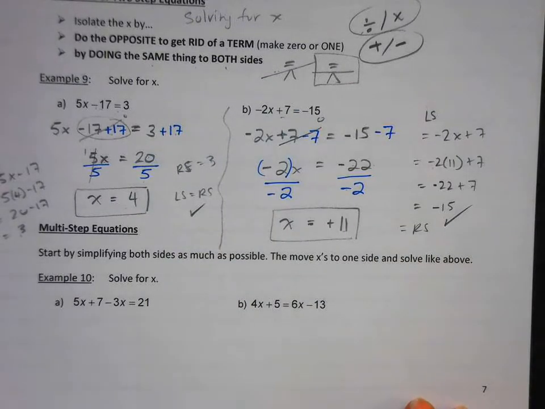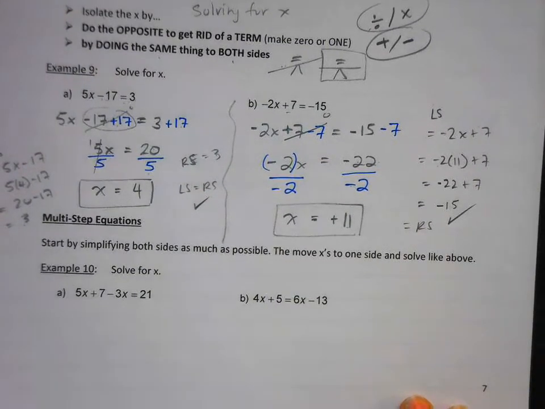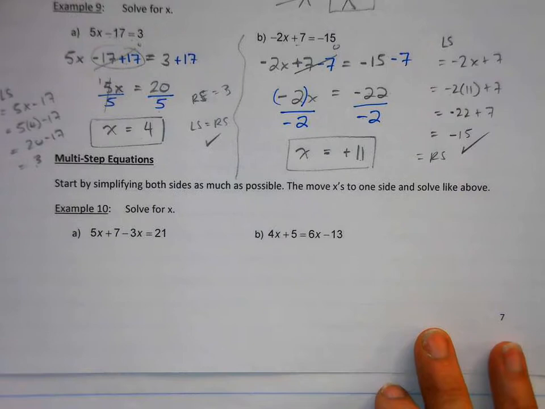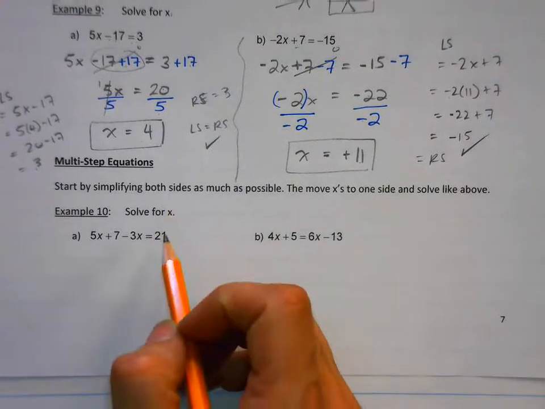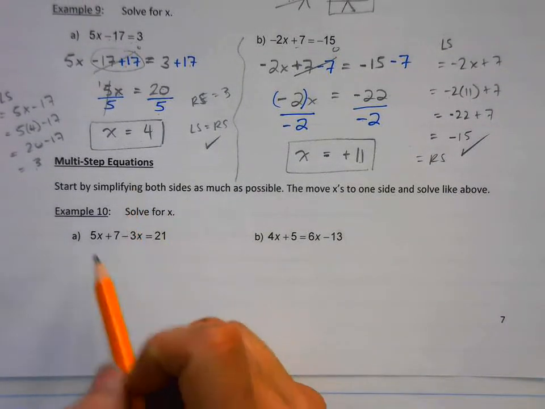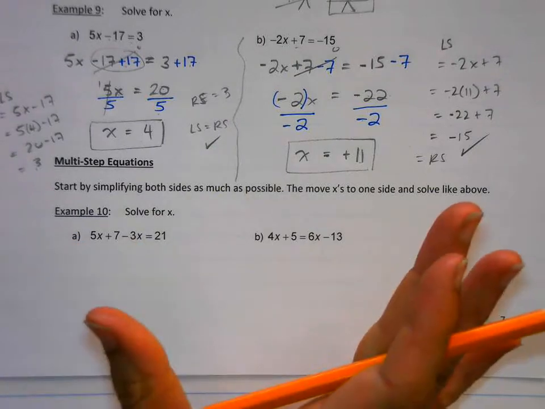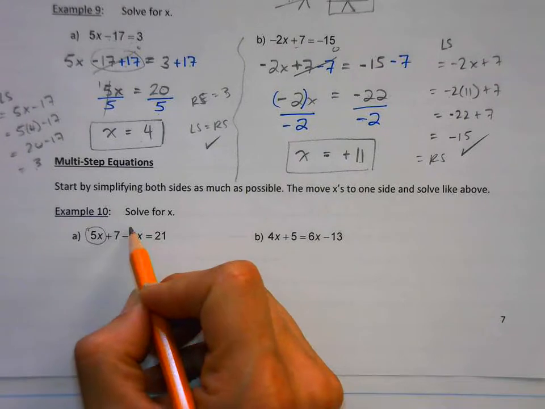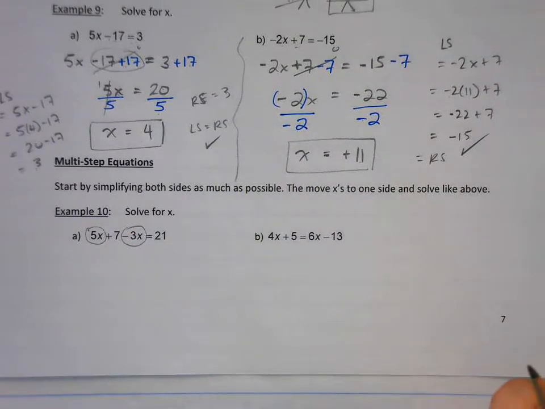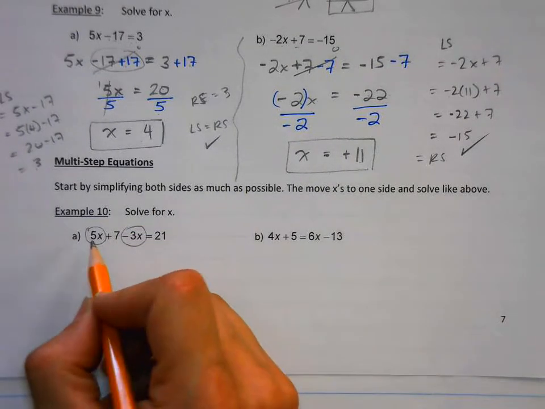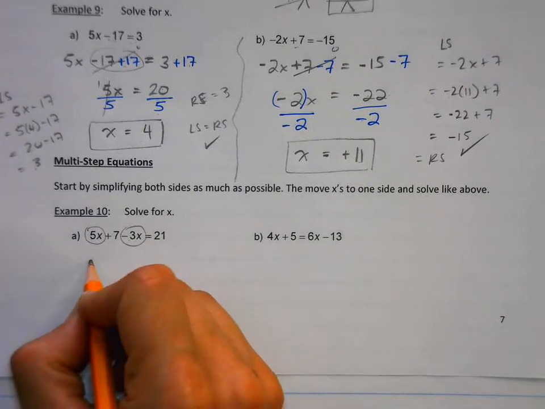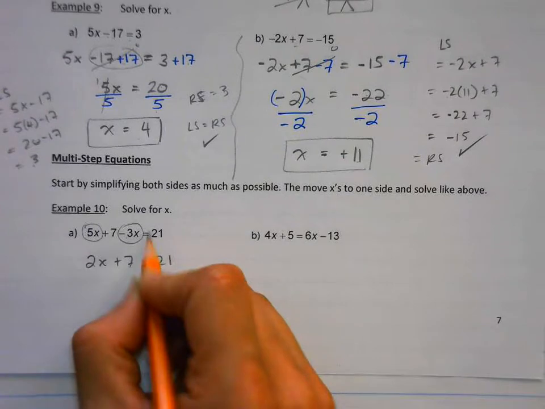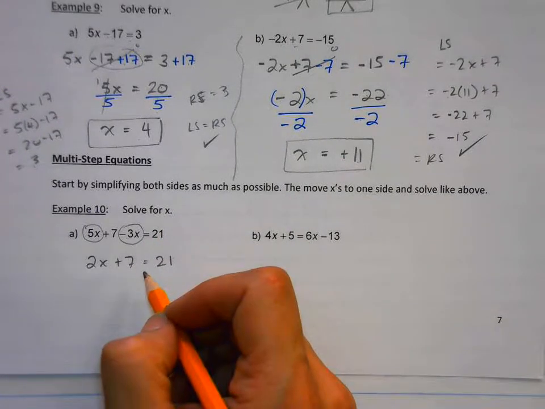All right, multi-step. So multi-step just means what it says. We will have to do a bunch of steps to solve for x. All right, so the first thing we're going to do is simplify if there's anything I can do. So if I look here, I see a 5x term and a negative 3x term. So I can do that. So I have 5 minus 3 is going to be 2x, and then I have a positive 7. I didn't change anything or do anything to the right-hand side.